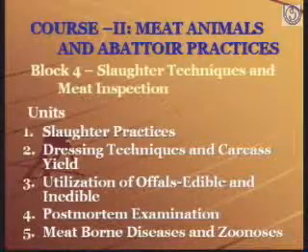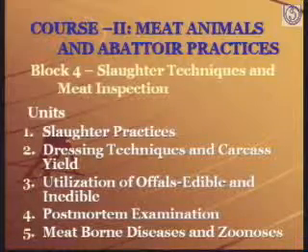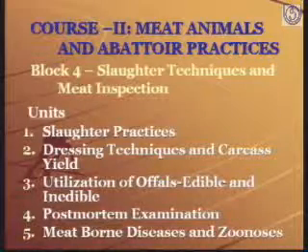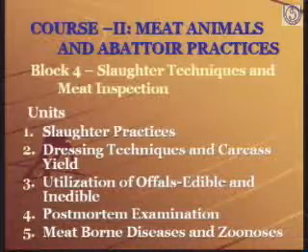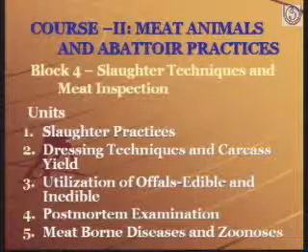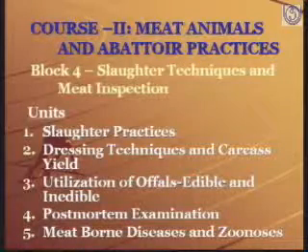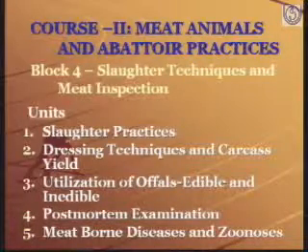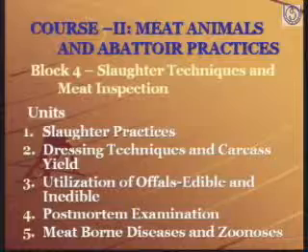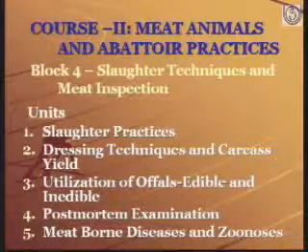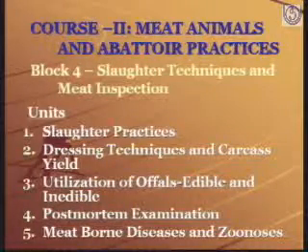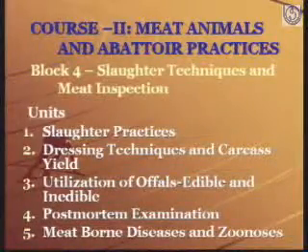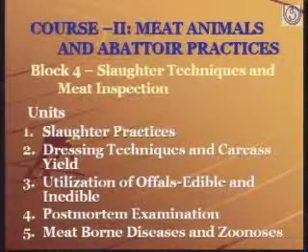The third unit is about the utilization of offals, maybe edible or inedible. What are offals? Offals are mainly byproducts, but we specifically use the term offals for the visceral organs like the heart, liver, lung, spleen, kidney, etc. They should be utilized properly. The classification into edible offals and inedible offals depends on the purchasing power of the consumers or the socio-economic status.